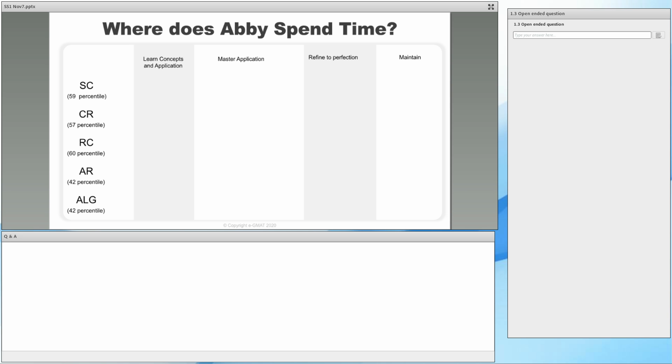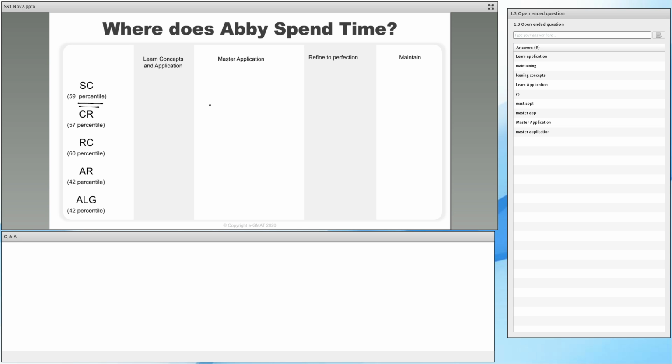Now, let's look at this over here. When you look at Abby, where do you think Abby will be spending her time? Can you put your answers in? If I just look at sentence correction over here, where do you think Abby would be spending her time, given this model? Would she be spending her time in learn concepts and applications? Would she be spending her time in mastering application? Would she be spending her time in refine to perfection? Or would she be spending her time in maintaining? Let's get a few more responses before I broadcast the results. I have about 15 responses right now.